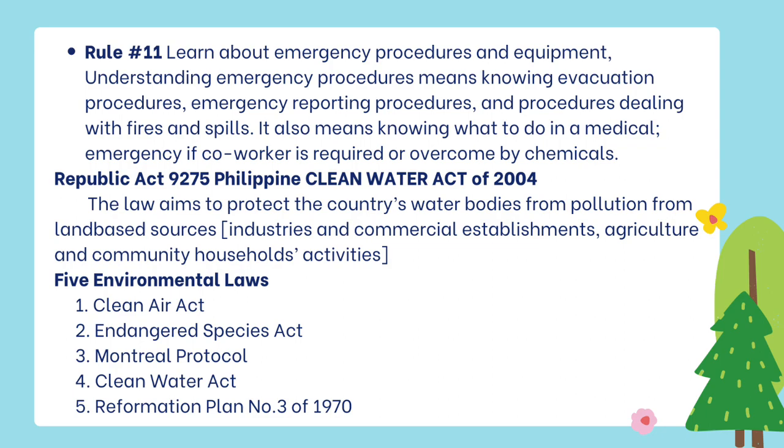Republic Act 9275, Philippine Clean Water Act of 2004. The law aims to protect the country's water bodies from pollution from land-based sources, industries and commercial establishments, agriculture, and community household activities. Five environmental laws: 1. Clean Air Act. 2. Endangered Species Act. 3. Montreal Protocol. 4. Clean Water Act. And 5. Reorganization Plan number 3 of 1970.